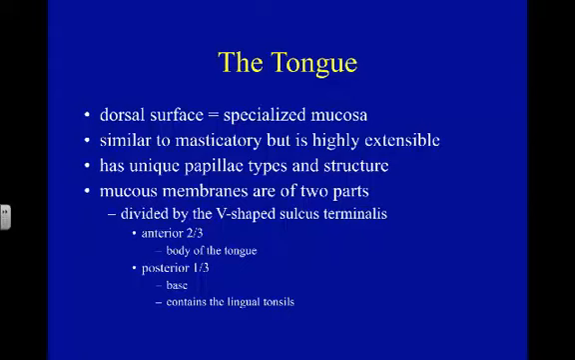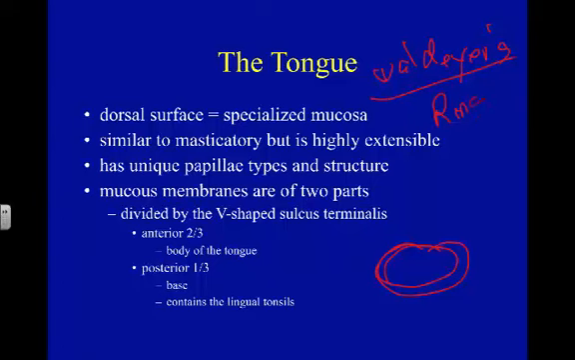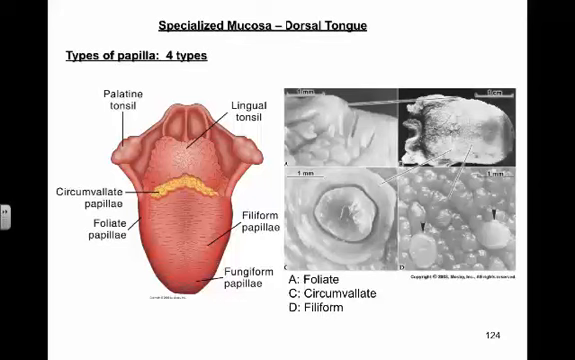It's called Waldeyer's ring. Don't look at me, because it's question 31. I'm not going to make you memorize tonsils, but you've got to know Waldeyer's ring. All the tonsils in the back of the mouth really protect, and that's called Waldeyer's ring. It's even in your A&P book.